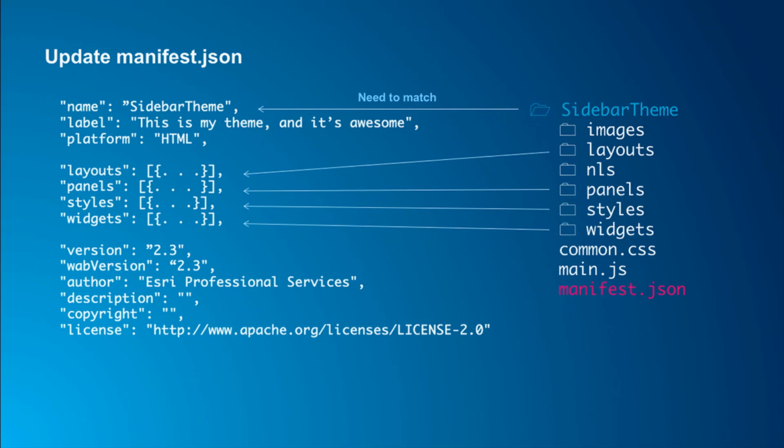And the next step is to update the manifest.json file. Within this file, it has some of the basic information or metadata about this theme. It has the name of the theme and also what layouts, panels, styles, or widgets this theme contains, and pointing to those folders, and some other supporting information such as the version, the author, and the license.